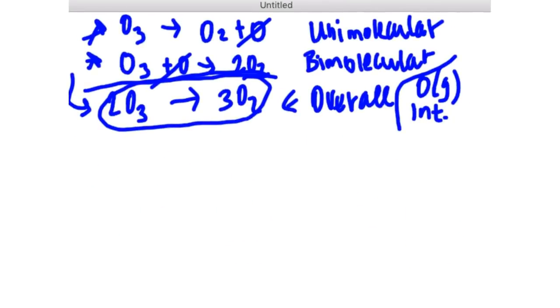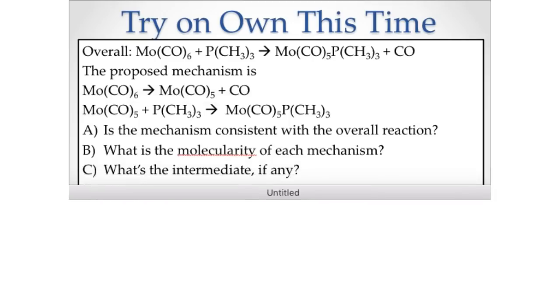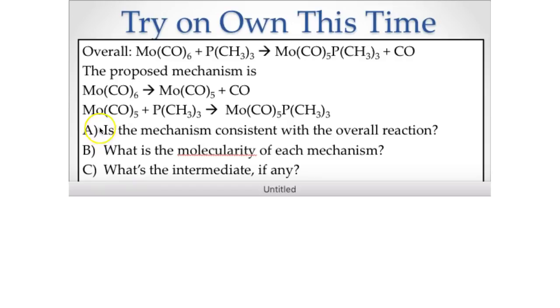Okay, so now that you tried, I want to go over it. So the overall equation is given to us already, and you're given 2 elementary steps, and it says, is this mechanism consistent with the overall reaction? So we're going to basically cancel things out and see if it matches with this. So that's basically what A says. Is it consistent? Does it actually cancel out to form this?